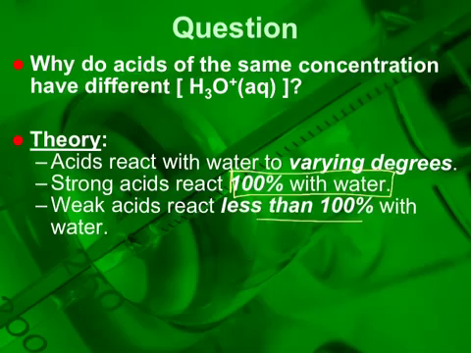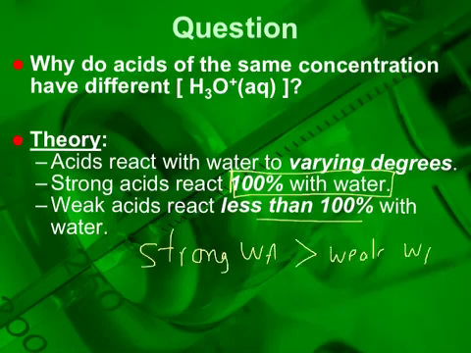A stronger weak acid will ionize more than a weaker acid. Put another way, they will react more for a stronger weak acid. Or another way to put it is that their K expression, their equilibrium expression value, will be greater than the K for weaker acids.